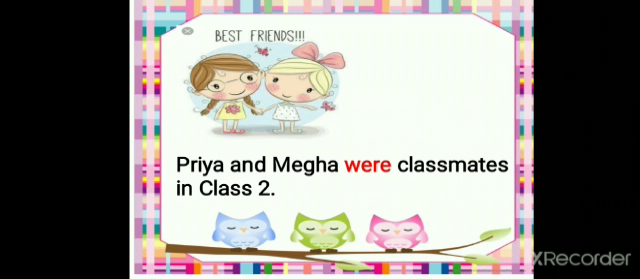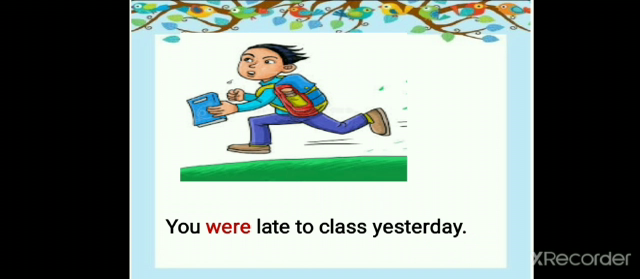Here we are talking about two girls that are plural in number, and we have learned that with plural nouns and pronouns we always use were in the past tense. My dear students, were is always used with you in the past tense, whether we talk of one person or many. Let's read this example and understand. You were late to class yesterday. In this sentence, we all know that with you we will use were.